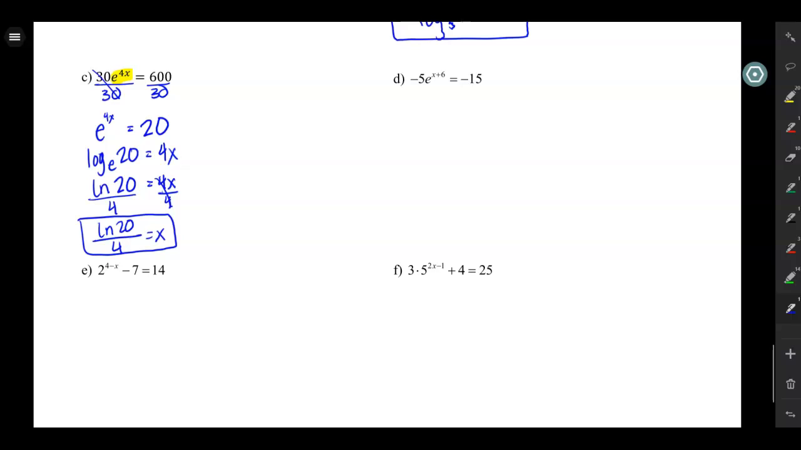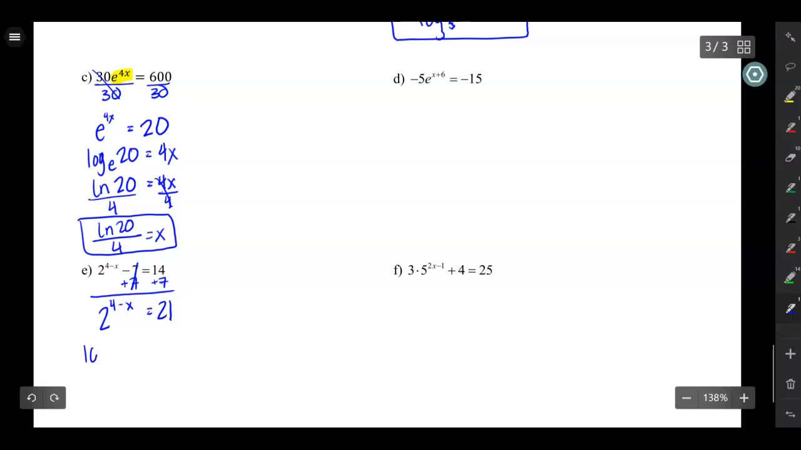I'm going to let you guys work through D on your own. I'll put up the answer to that in 1 second. Let's go ahead and look at E together. So with E, I'm trying to get the 2 to the 4 minus x by itself. So I'm going to start by adding 7 to both sides. So I have 2 to the 4 minus x is equal to 21. Then I'm going to rewrite that as a log. So log base 2 of 21 is equal to 4 minus x.